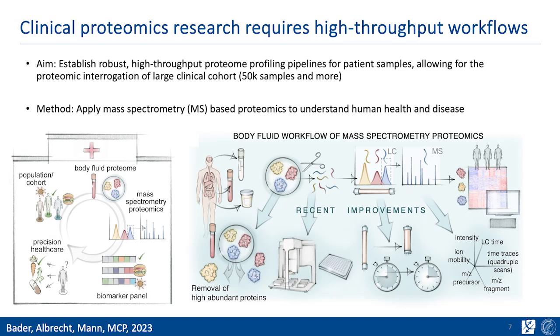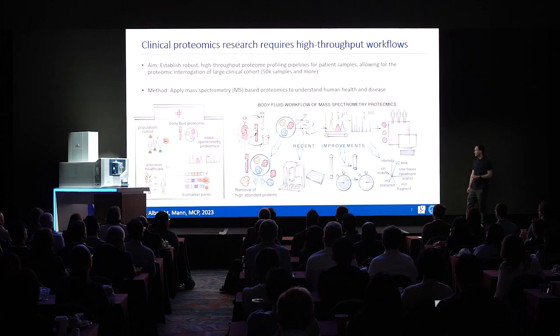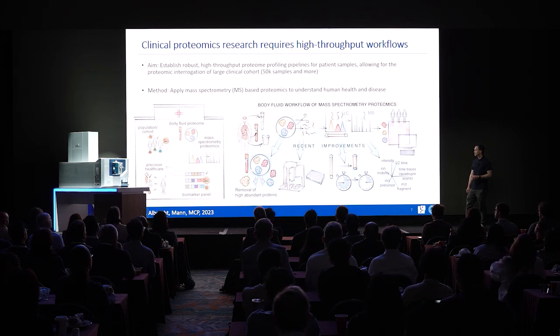And there were a lot of recent improvements for body fluid workflows, such as removal of highly abundant proteins, better scan modes. So this also includes scanning quadrupoles like the CT scan DIA on the 8600, and also to some part on the 7600 earlier. And the question was, how well can this instrument do it now that it has these new specs?